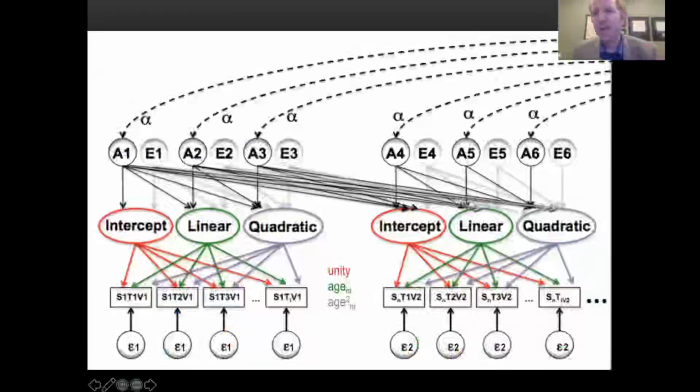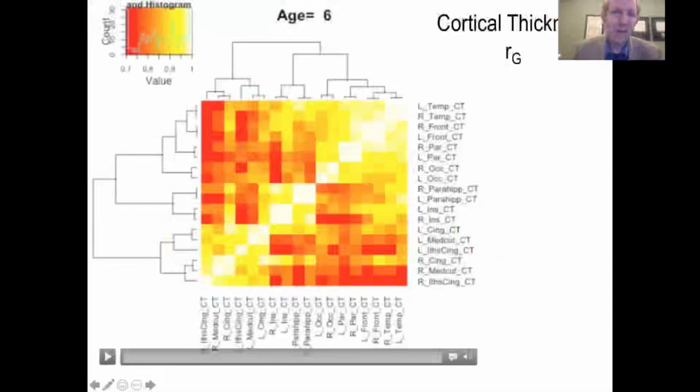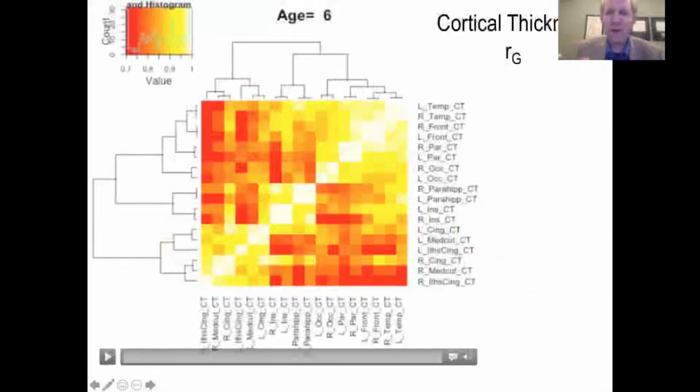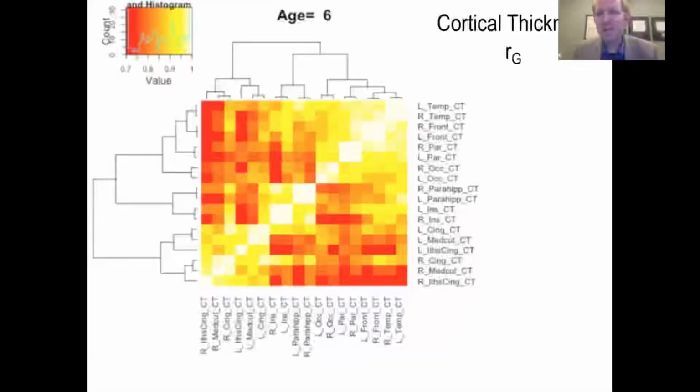We can do that by making our univariate latent growth curve model bivariate, looking at how 2 different brain regions move simultaneously with one another, which is a much more complicated model, but with similar principles. I don't have time to go through the details. I've said that a billion times, but I really don't. But now, instead of a static genetic correlation matrix, we've got a dynamic genetic correlation matrix, because we know that these things are changing over time.